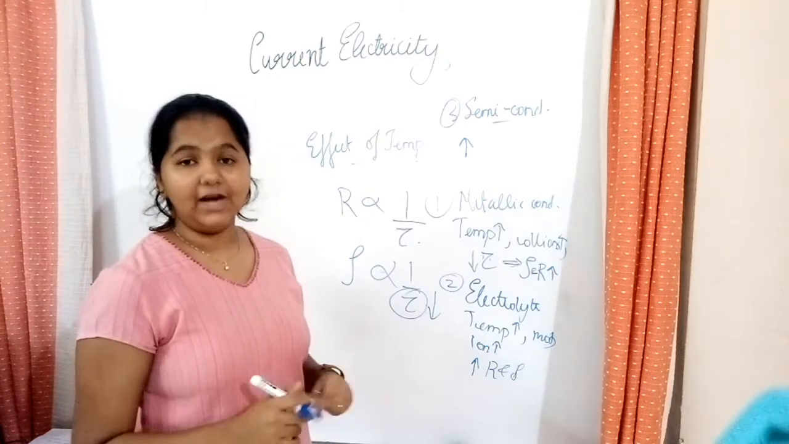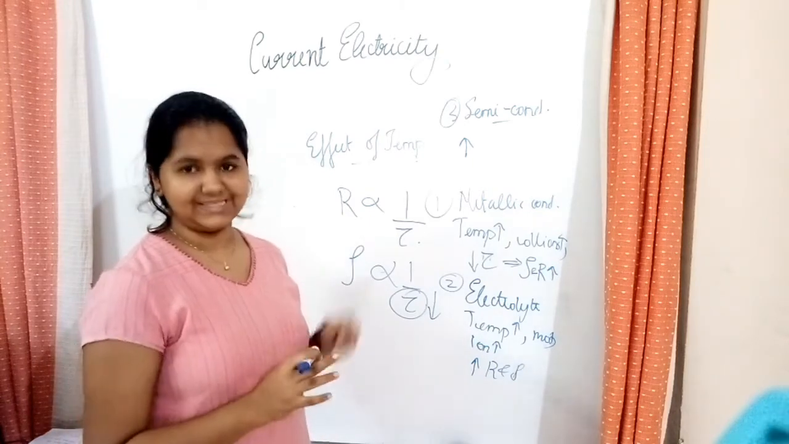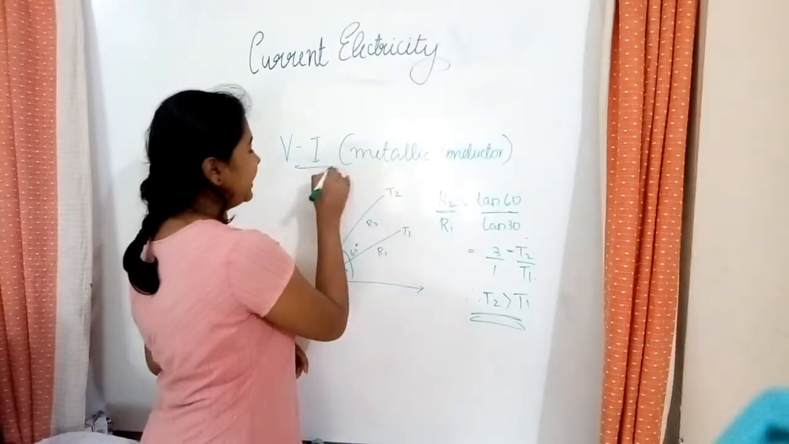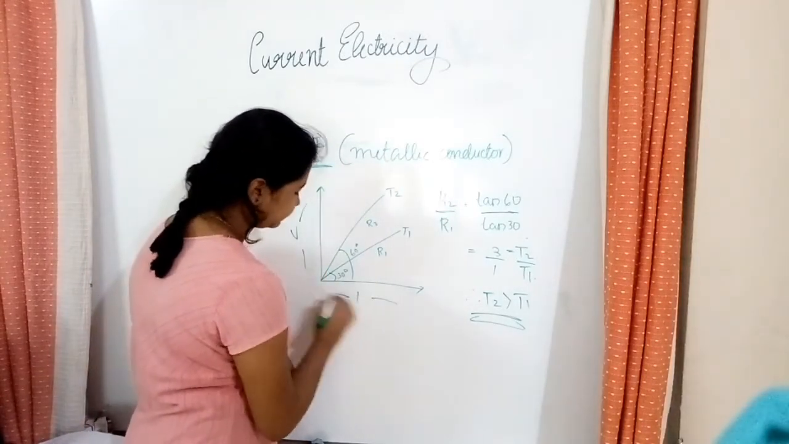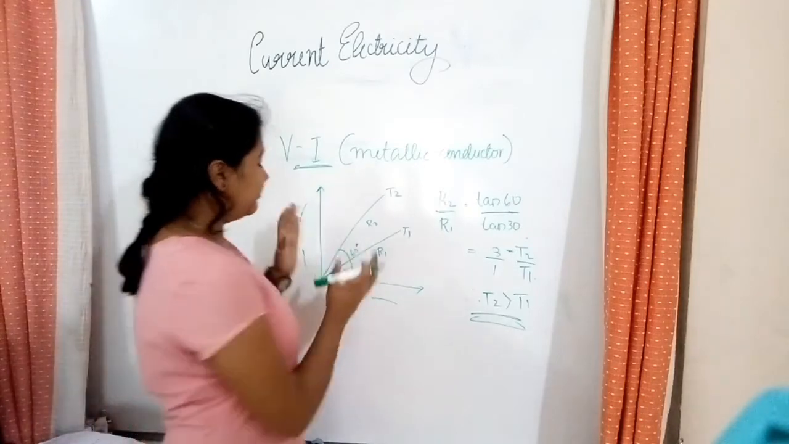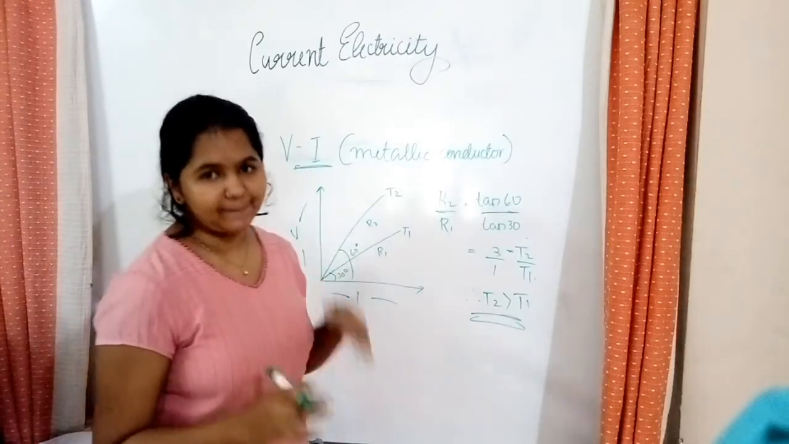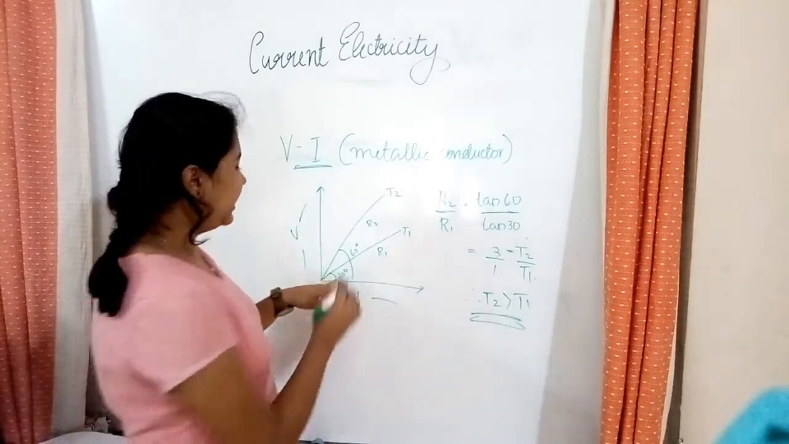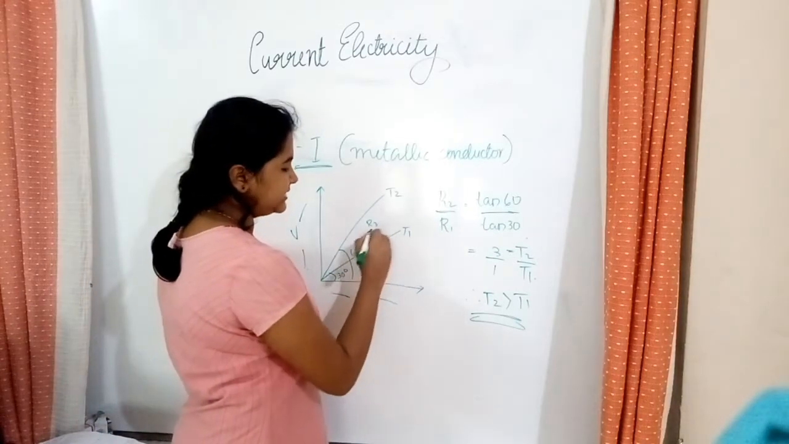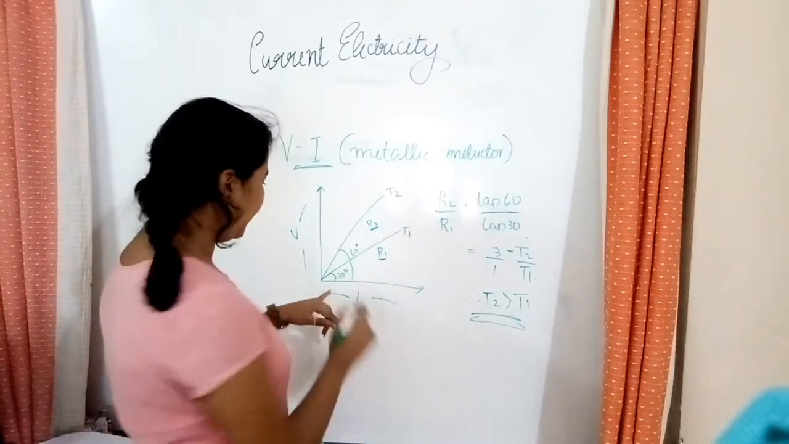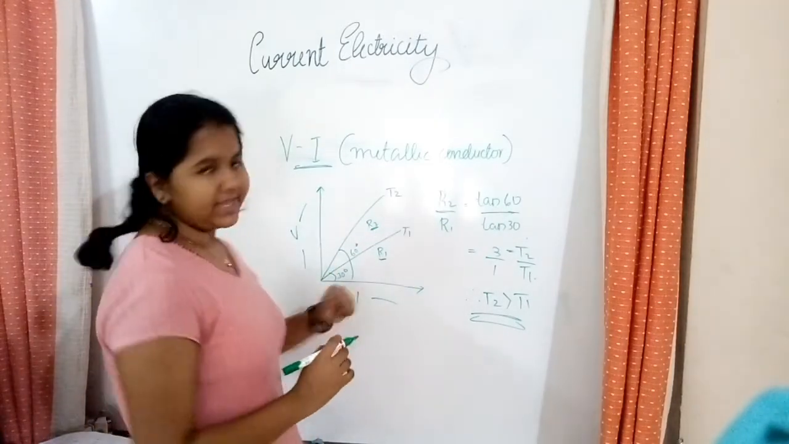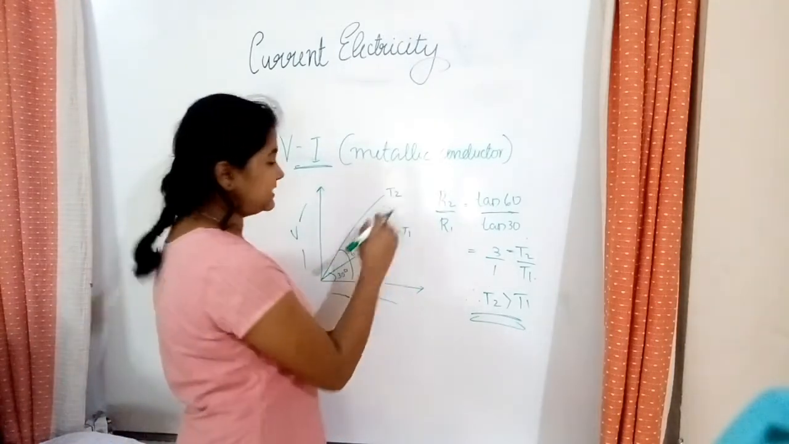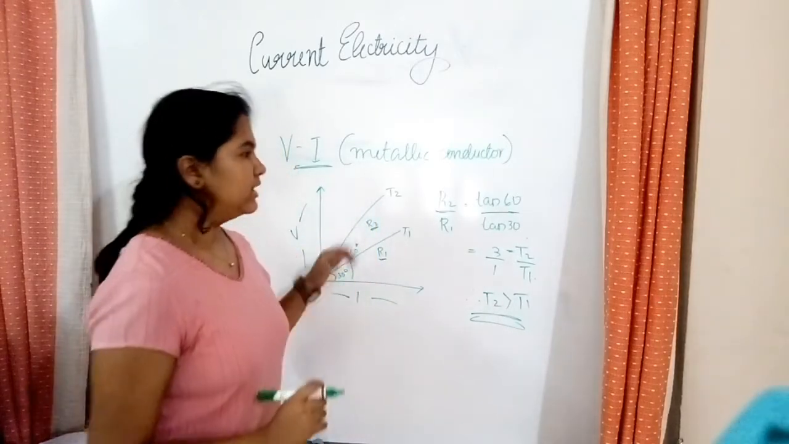So now let's see a VI graph of resistance. This is the VI graph for metallic conductors. Let's see. First we have to find out which temperature is greater. The first one is R1 and the second one is taken as R2. R1 makes an angle of 30 degrees with the I axis, and R2 makes an angle of 60 degrees with the I axis.